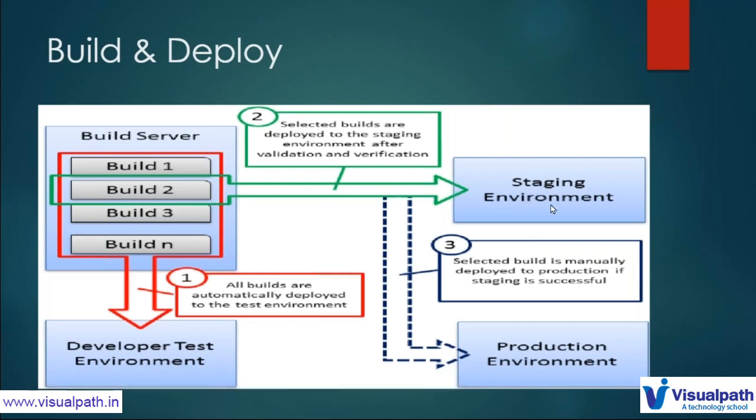Then it will be deployed to the staging environment by the build and release team, and some testing will be performed by the software testers, right? And in the staging environment, if something goes wrong, it is reverted back. If it goes fine, then it will be deployed to the production environment. So that's a normal build and deploy process at a very high level. There are many things over here, but I'm just showing you a very high level view.